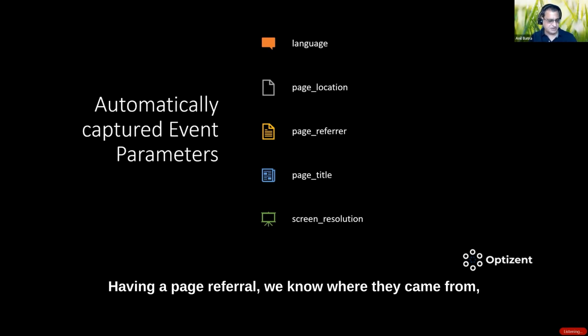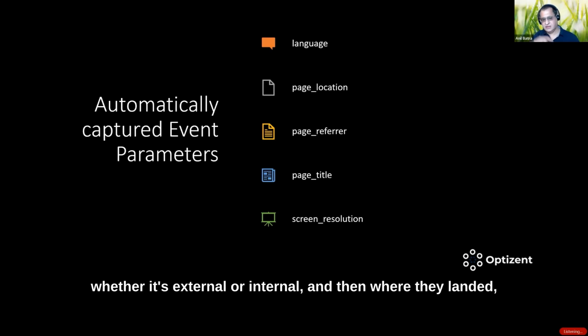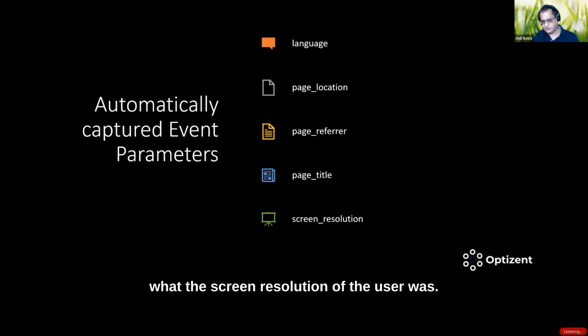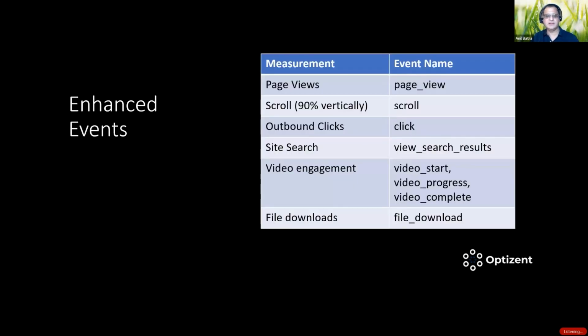So by having a page referrer, we know where they came from, whether it's external or internal, and then where they landed, and what the screen resolution of the user was. So those things give you deep insights into how users are going through your site or app.